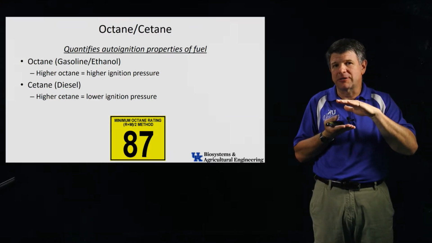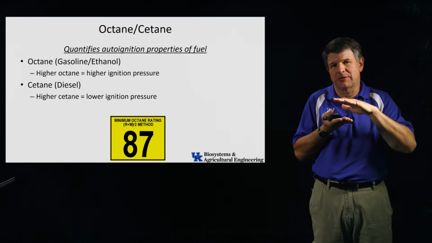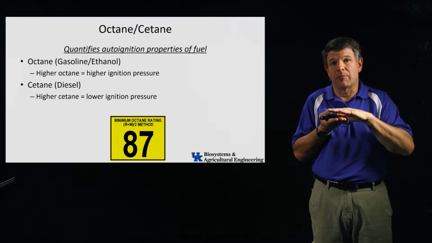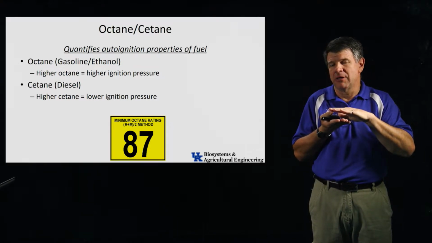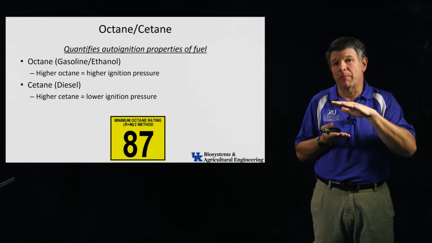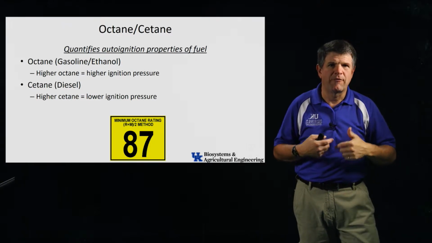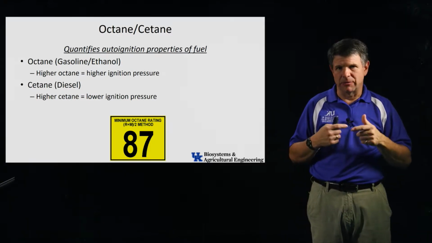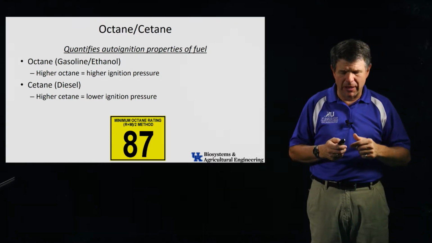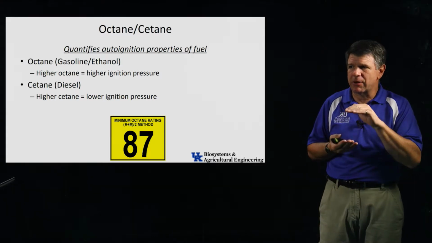The higher the octane, the higher the auto-ignition pressure. So if I have a higher octane fuel, I can compress it more to a higher pressure before it's going to combust. Lower octane fuels will combust quickly at a lower pressure. If I have an engine, let's think about this a little bit. We'll talk about the implications of that in a minute. But that's what octane is, okay?